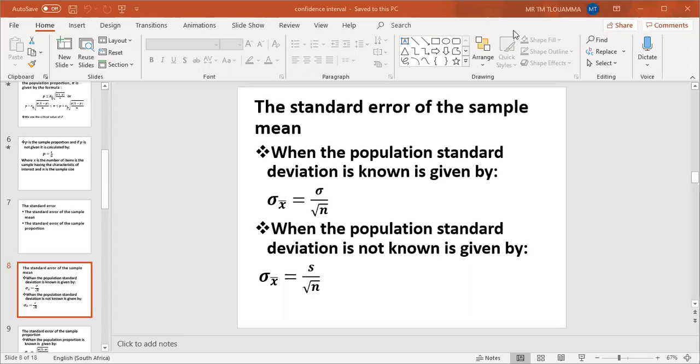Because I don't want to leave anyone behind, because these are formulas. When we do the examples, we're just going to move. We're not going to come back to the formulas. So it's important to grab the formulas, right?